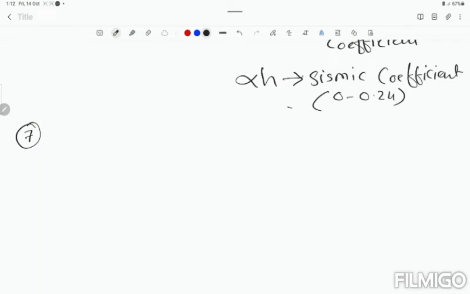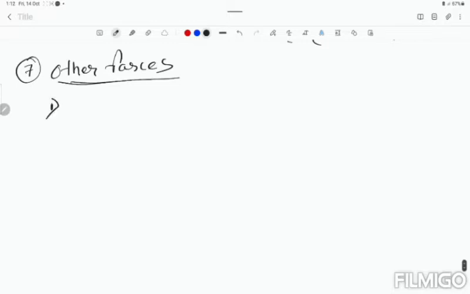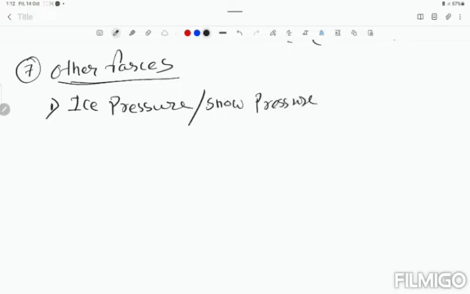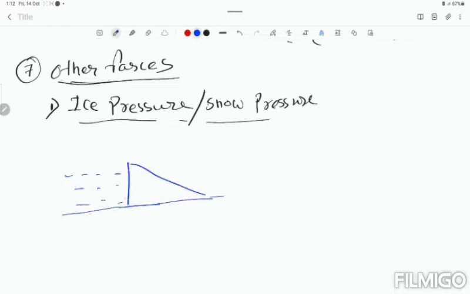And if we are talking about other forces, there are other forces categorized in some kinds, like ice pressure, or we also know it as snow pressure. So snow pressure is what? When the body of the dam is here, as we consider, then this is the upstream side, this is the downstream side of the dam.